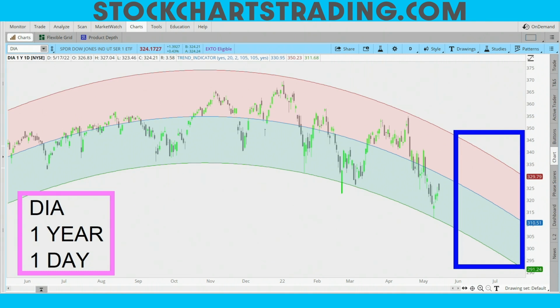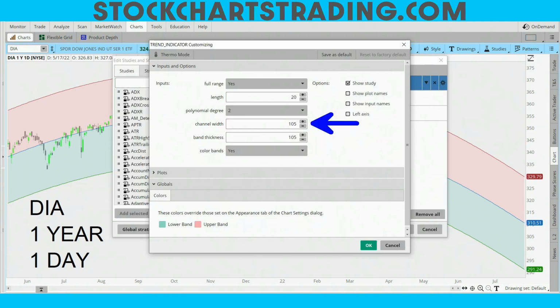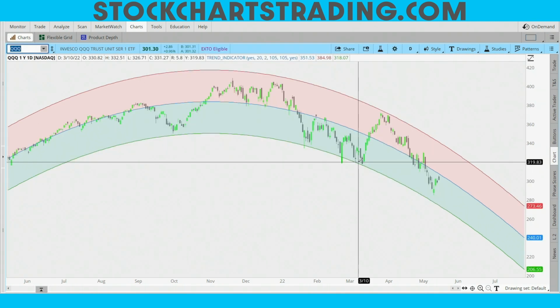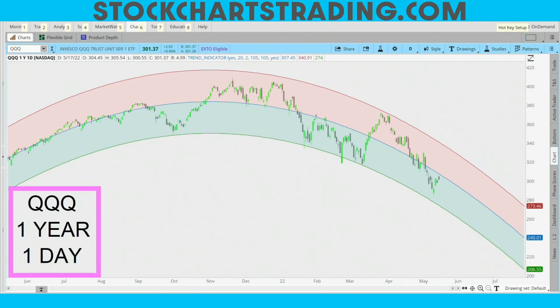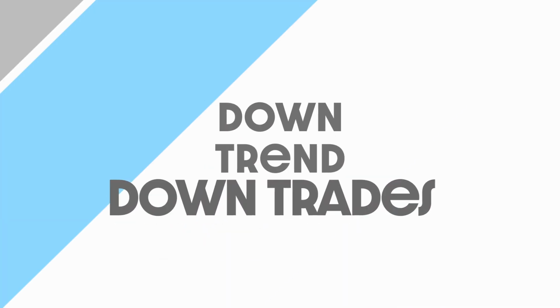If the trend indicator is pointing lower, you'll want to look for trades up against resistance in the red band area. The way you can customize this is using the channel width 105, band thickness 105, lower band green, upper band red. Step 1 in finding the perfect trade, use the broader market QQQ, DIA, SPY to confirm the direction of the trend. In this case, it's a downtrend, meaning downtrend, down trades.